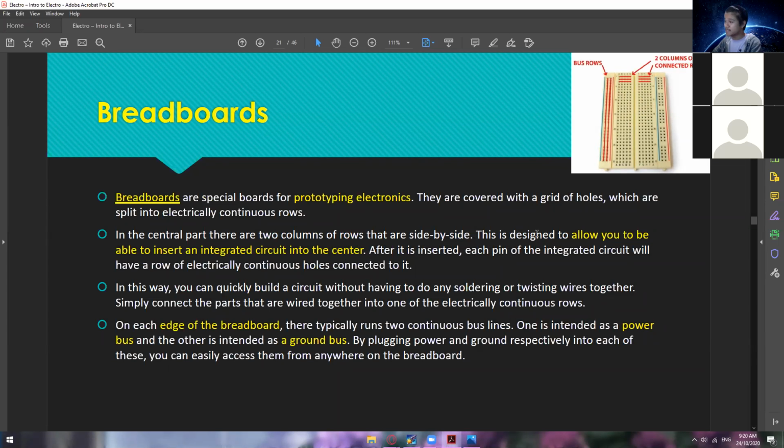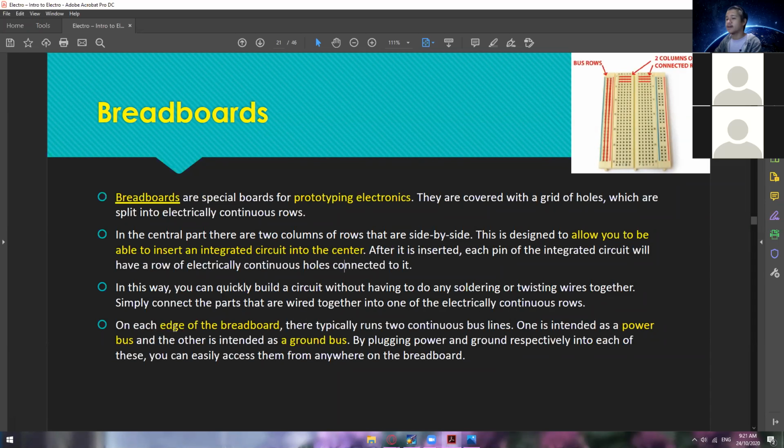This is designed to allow you to insert an integrated circuit into the center. So this is where we put our ICs, on the middle one. If you do that, you now have a continuous connection between those two horizontal lines. After it is inserted, each pin of the integrated circuit will have a row of electrically continuous holes connected to it. In this way, you can quickly build a circuit without having to do any soldering or twisting wires together. Simply connect the parts that are wired together into one of the electrically continuous rows.